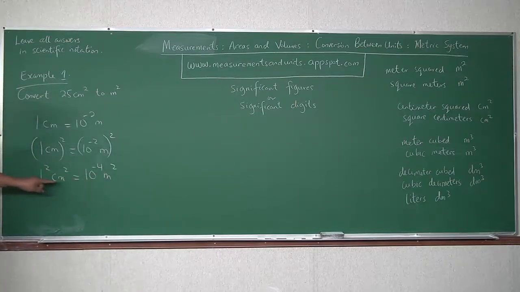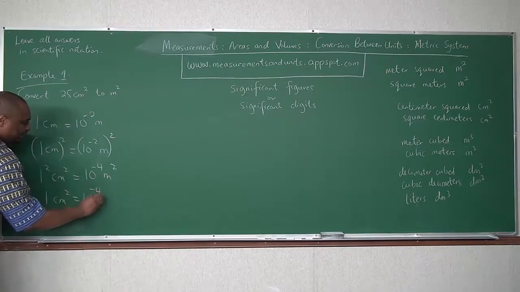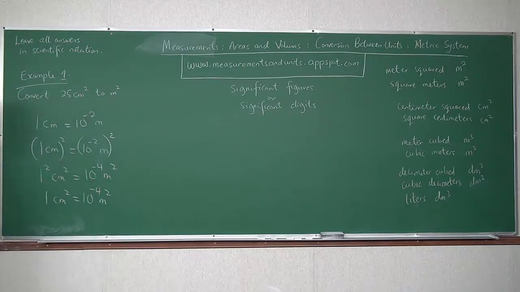So do you now see this? 1 squared is 1. So 1 centimeter squared is 10 to the negative 4 meters squared. That is it. Okay, and you can now use the two methods we have talked about in the previous videos. We talked about the unit fraction method and the proportional reasoning method. You can use any one of them to now find what 25 centimeters squared will be.